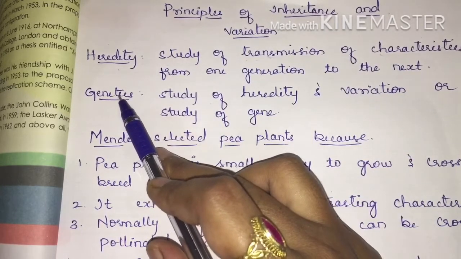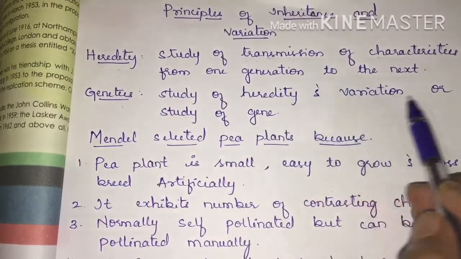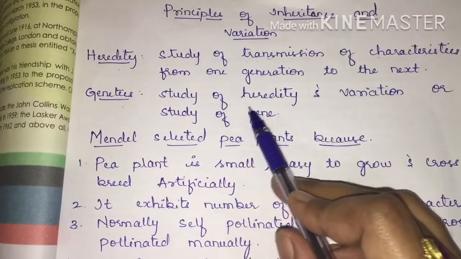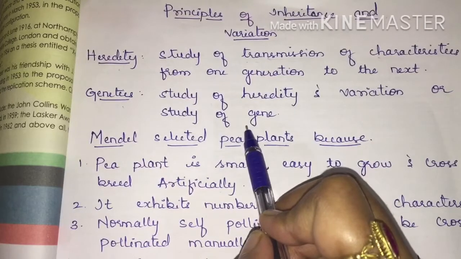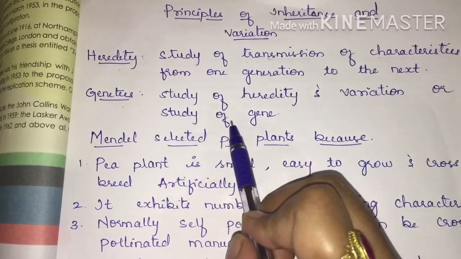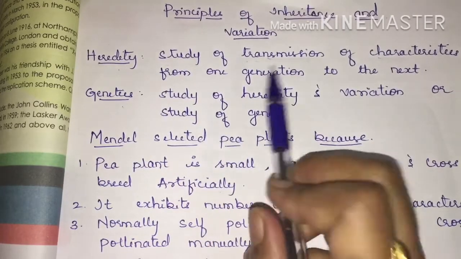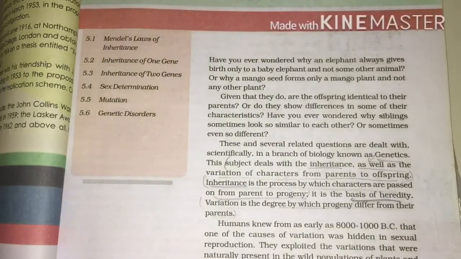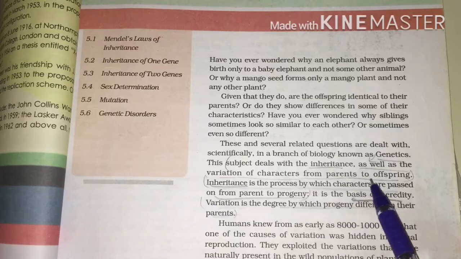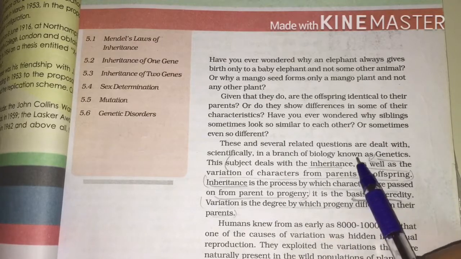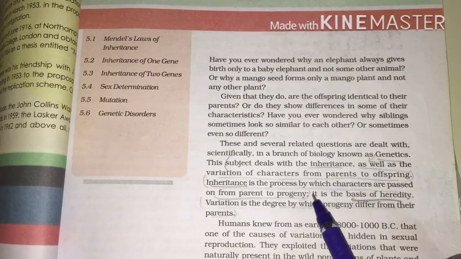And the next one is genetics. The study of heredity and variation is called genetics, or more simply, the study of genes. Either it is called the study of genes, the study of heredity and variation, or the subject which deals with the inheritance as well as variation of characters from parents to offspring. These are some definitions which you must know.